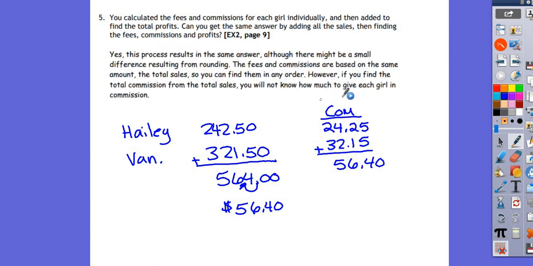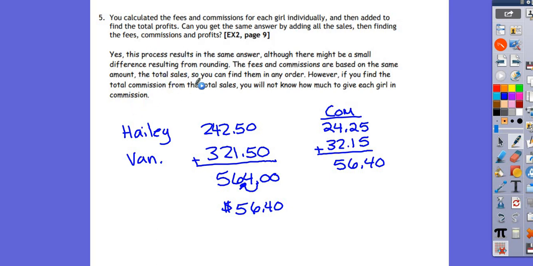So they say, yes, this process results in the same answer, although there might be a small difference resulting from rounding. So they're talking about sometimes your decimals, you will end up having to round it a penny. So you might only be 1 penny off in some cases, but that's very rare that that happens, so it's okay that you do it separately. So the fees and commissions are based on the same amount.